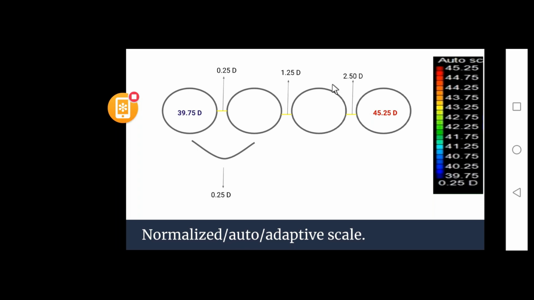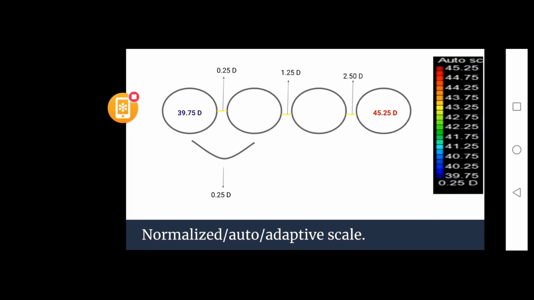Suppose this is the whole cornea. Suppose in this region there is a 0.25 diopter difference, in this region it is 1.25 diopters, and in this region it is 2.5 diopters. It will consider the minimum difference on the cornea. Between 39.75 and the next spot there is a difference of 0.25, so it will calibrate the scale for 0.25. What this kind of scale does is give you an amplified view of any condition. It will give out all the subtle changes.